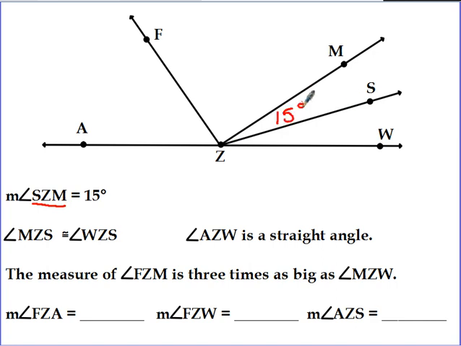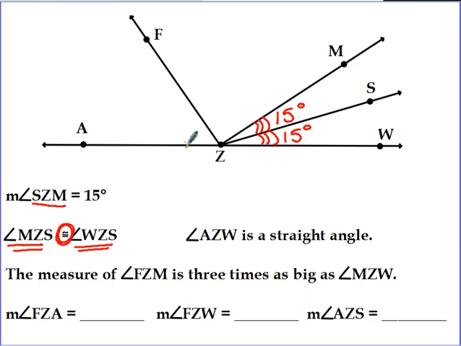Now the next piece of information tells me that MZS is the same as WZS. So MZS is that angle that we just made 15 degrees, and WZS is that angle there. So we know that those are the same. Remember, congruent, that symbol there means the same. So that means that this one is also 15 degrees. And then they tell me that AZW is a straight angle. So I know that the line is exactly 180 degrees.